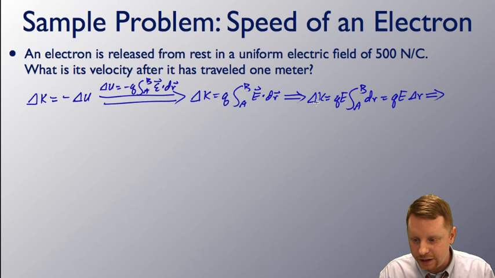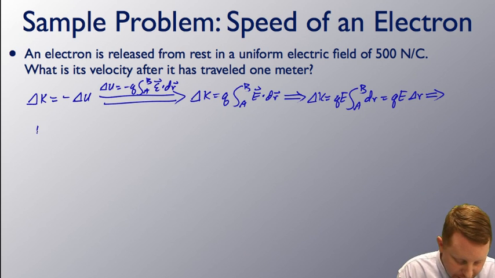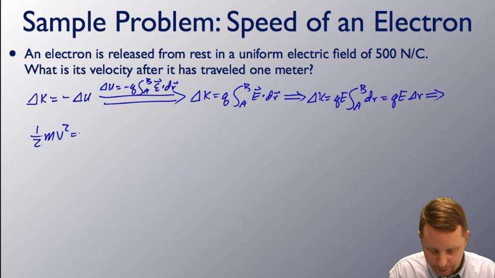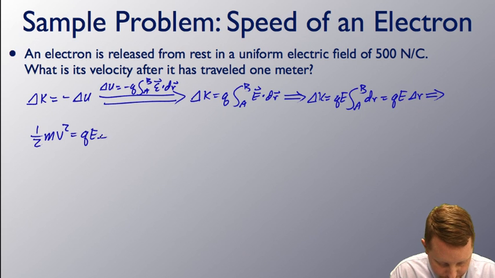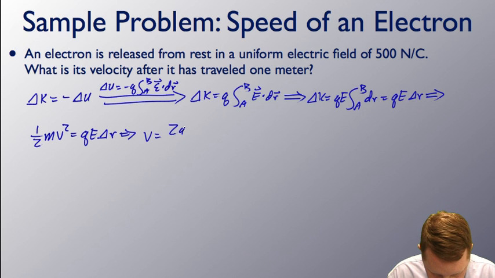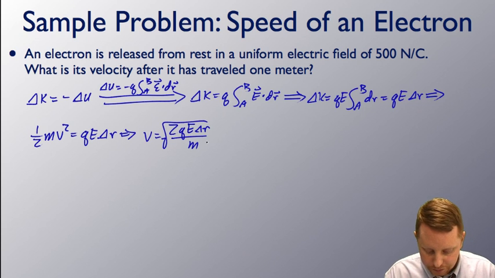Therefore, let's get back to our kinetic energy. Change in kinetic energy, if it starts at rest, is just going to be 1/2 m times our final velocity squared for our electron, which must equal QE delta R. Solving for velocity, that will be the square root of 2 QE delta R over m.